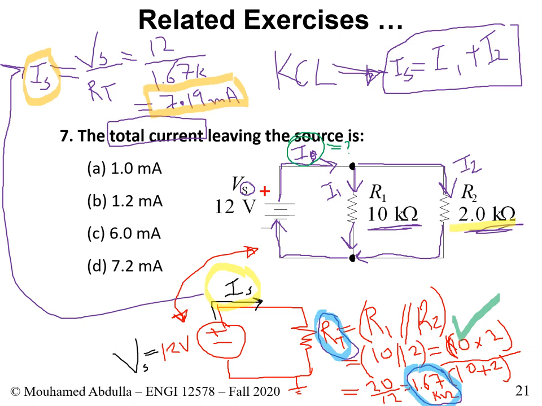7.19 milliamps. This is the answer. Oops, I wanted to do a star, but I messed it up. So 7.19 milliamps. So if we go check, is it 1 milliamp? No, this is wrong. Is it 1.2 milliamp? This is wrong. Is it 6 milliamp? This is wrong. And it is certainly this one here, 7.2 milliamp.